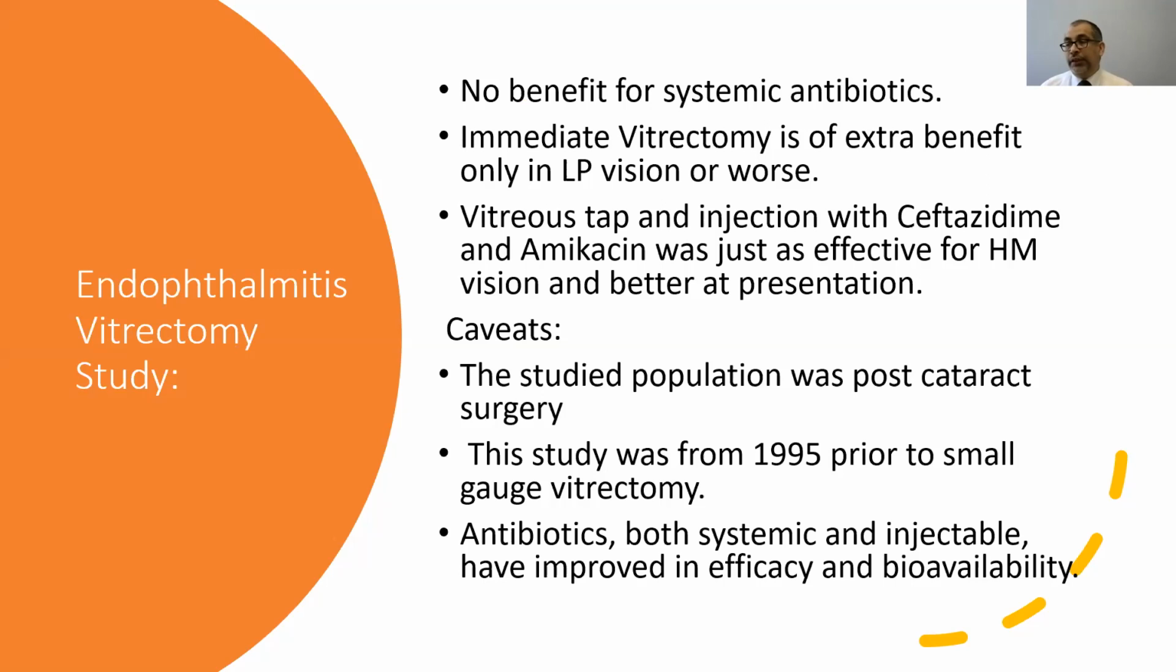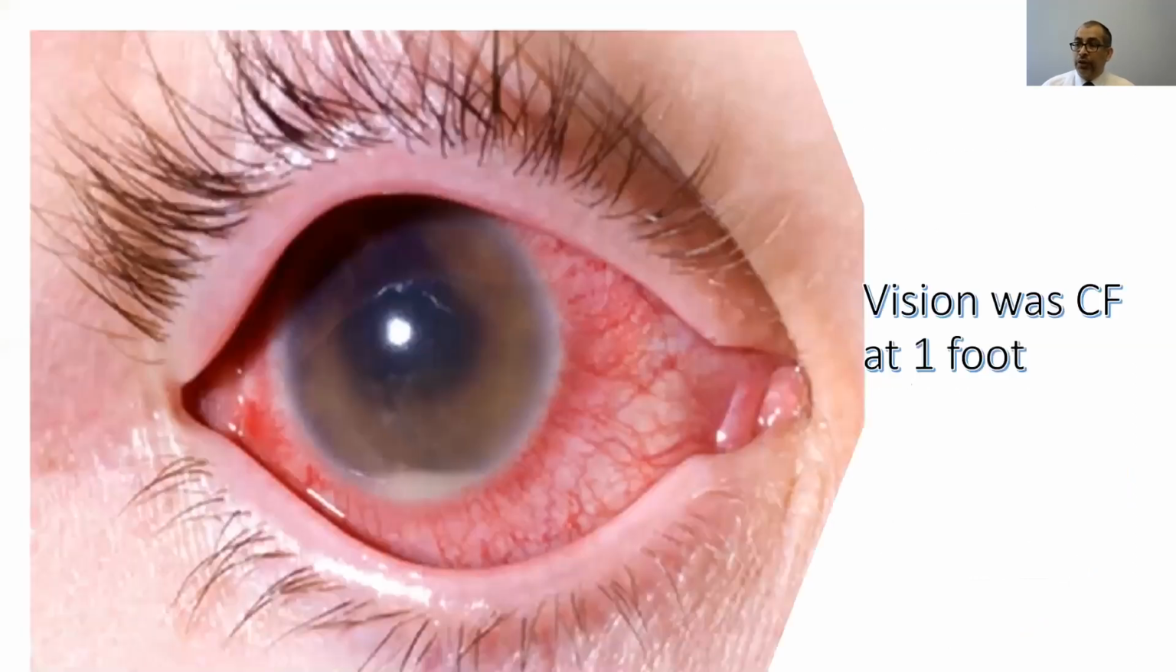Now, this study was done in 1995. The main caveat is they only studied post-cataract surgery endophthalmitis. And this was when surgery was done large gauge. We didn't have small gauge, the perfected techniques that we have these days for vitreoretinal surgery. And we have improved the antibiotics we have available. Both systemic antibiotics and injectables have improved tremendously in efficacy and bioavailability. My colleague who's going to follow me in presentation is going to talk about the surgical aspects of taking care of the endophthalmitis.